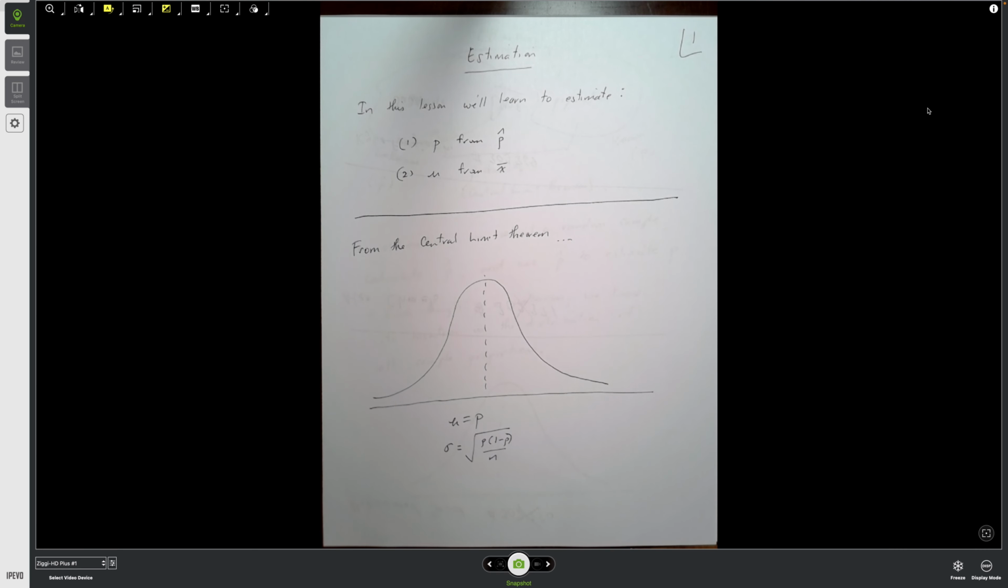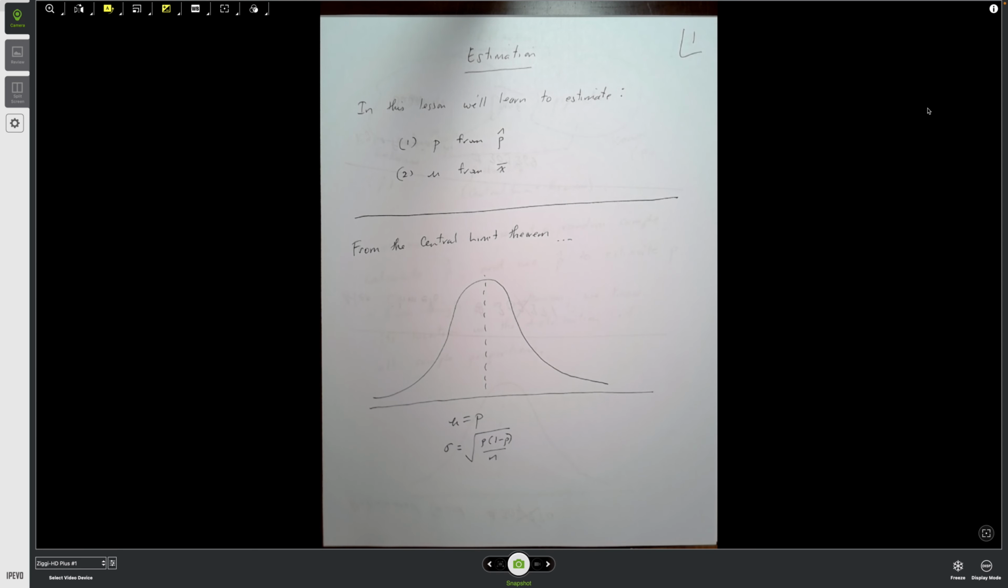So in this lesson, we're going to learn to estimate P from P hat, and to estimate mu from X bar. So we're moving into the world of inference. So P and mu, the population values, are now going to be unknown, and we're going to use these values that we calculate from a sample to estimate these unknown values.